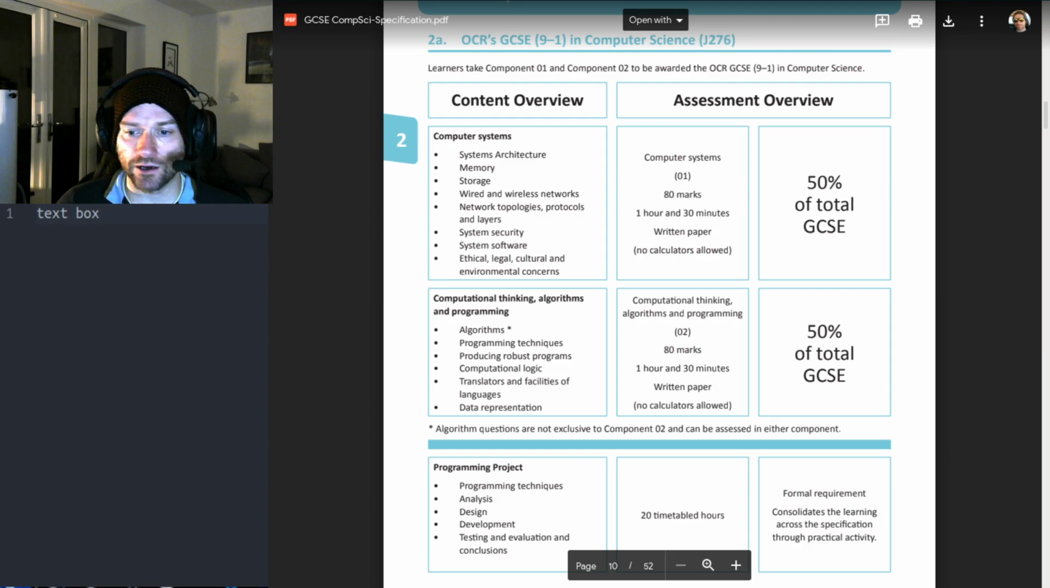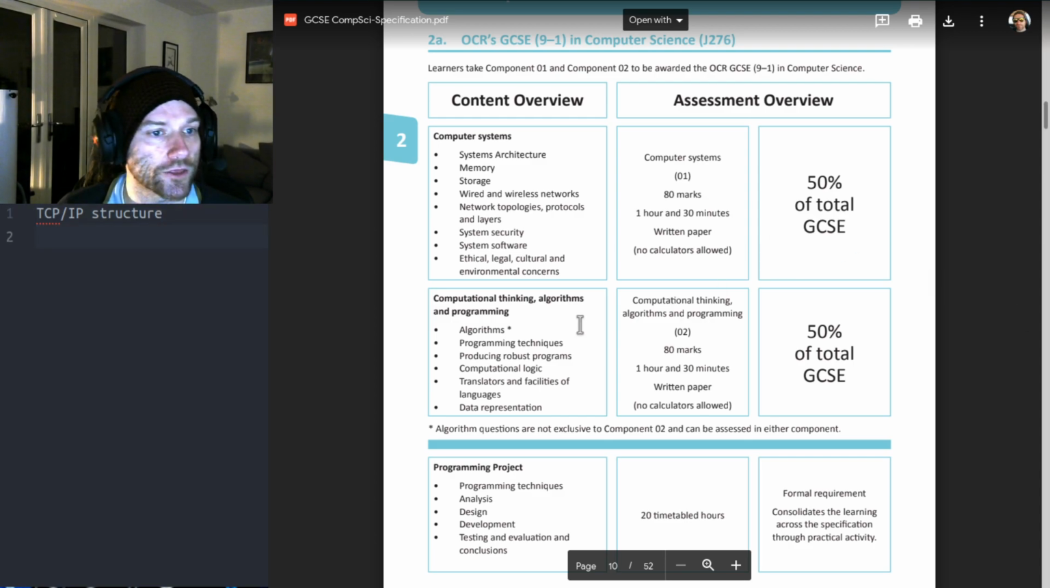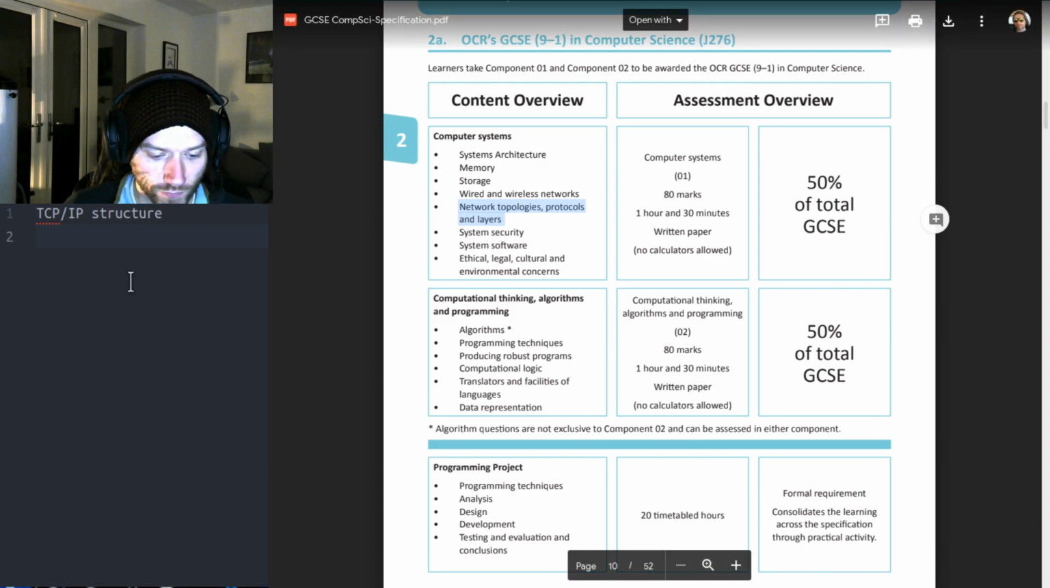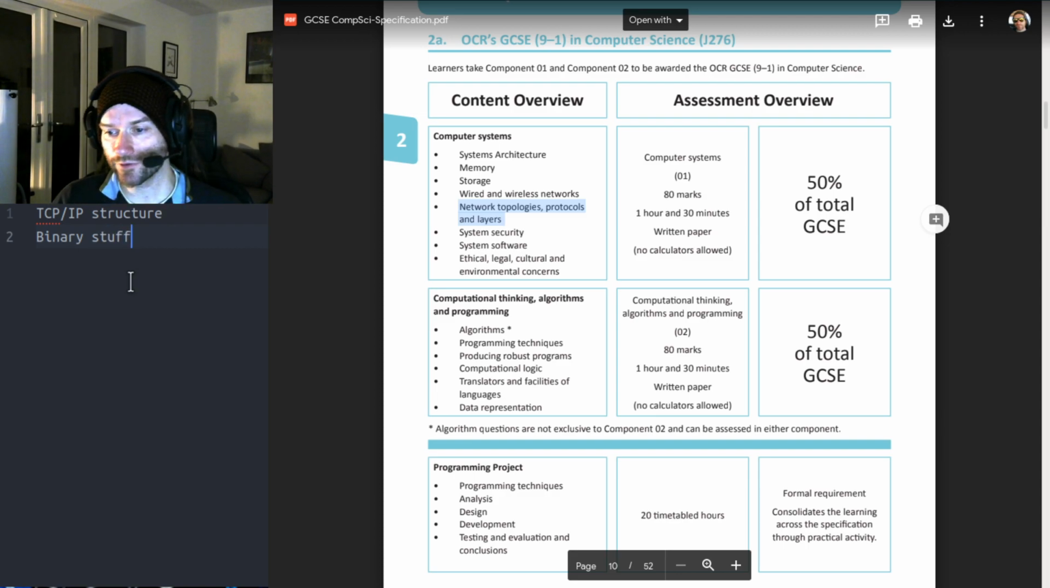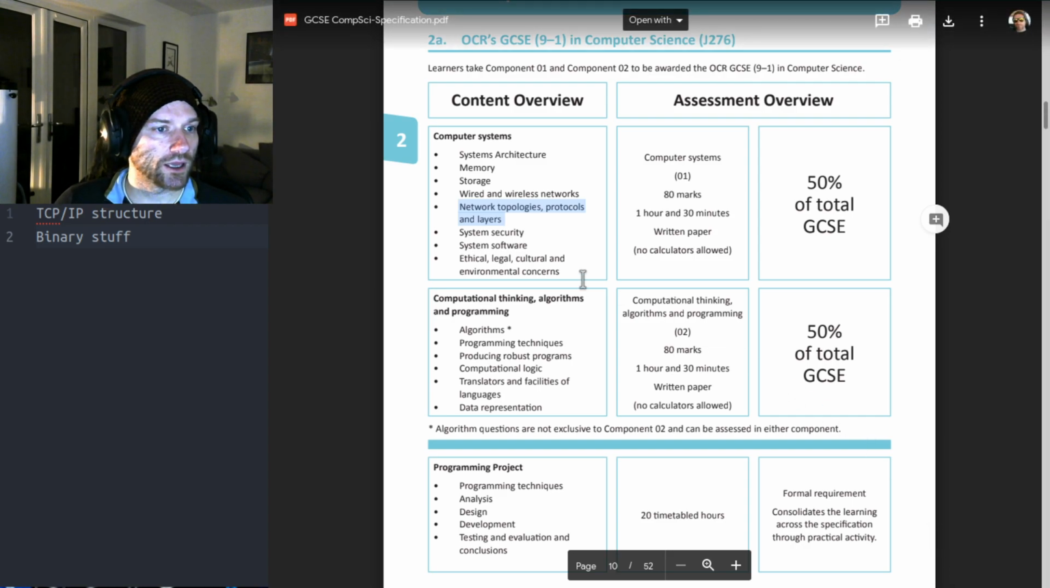I'd like to go over TCP IP structure. Right. In which case I will write TCP IP structure in the box there. Any other topics you want me to go over? Obviously, TCP IP structure falls under the purview of network topologies, protocols, and layers. Binary stuff. Okay, I will put in binary stuff. I don't know what a binary stud is. Okay, so we've got TCP IP structure, binary stuff, any other areas.